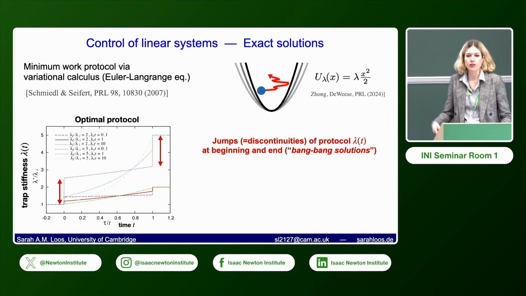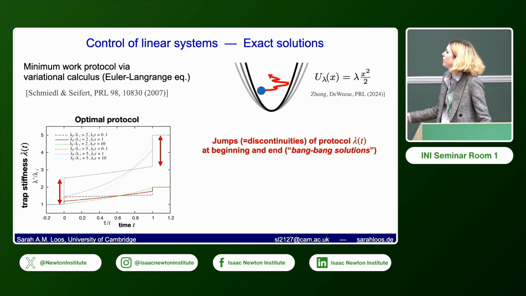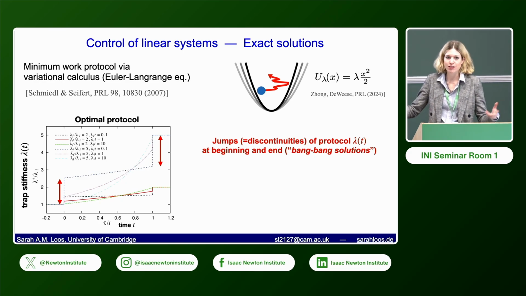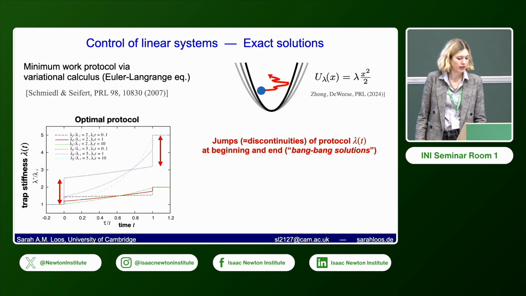And if you look through the literature of optimal control, you will find that the occurrence of such jumps is a quite generic feature. So these discontinuities in your solutions of the protocol at the beginning and end are called bang-bang solutions. And this is a very generic feature that you find many times.